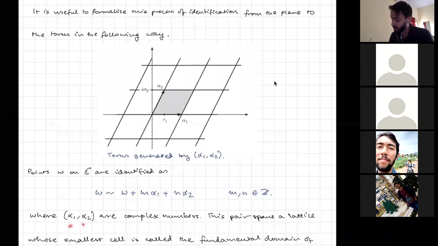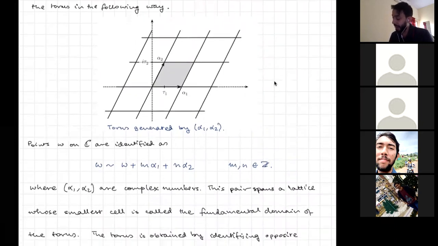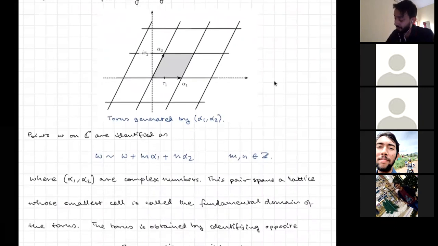Alpha 1 and alpha 2 are complex numbers. This pair is going to span a lattice, and the smallest cell of this is the one that I'm trying to shade here. This is going to be called the fundamental domain of our T2. So the fundamental domain of the torus is going to be this particular cell, or this one if you want.